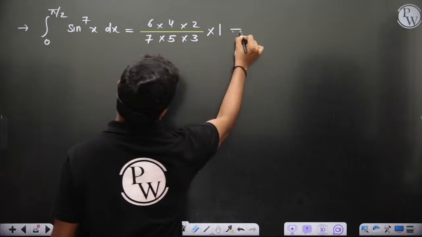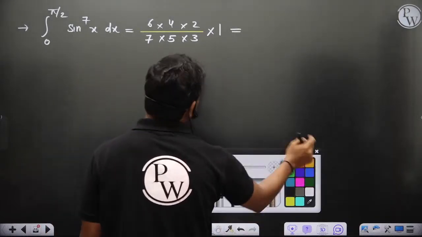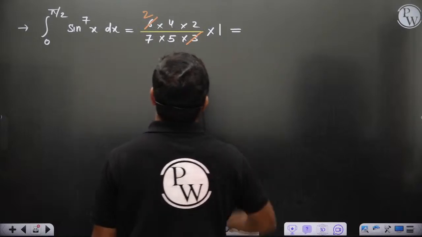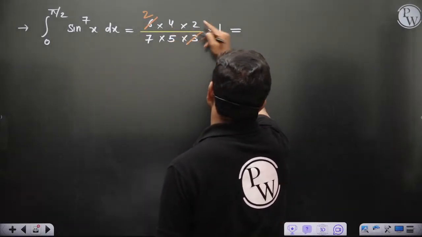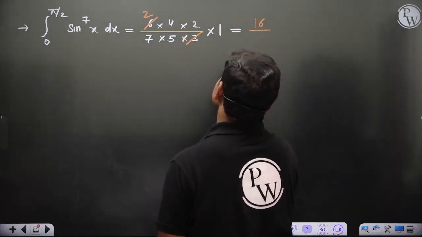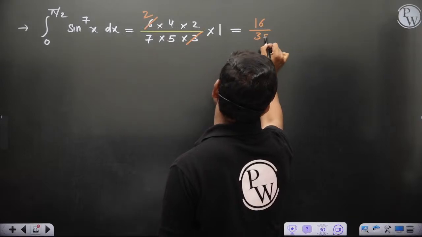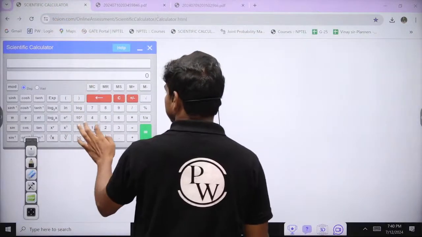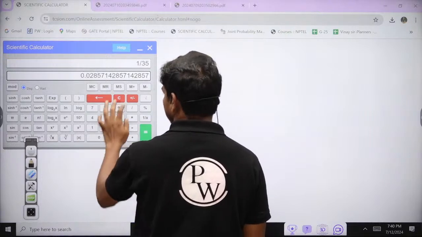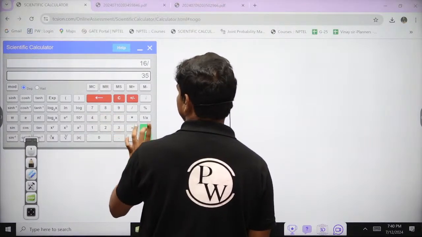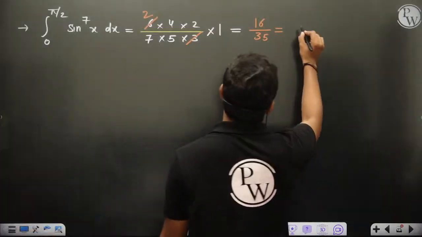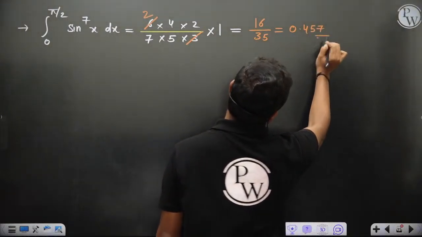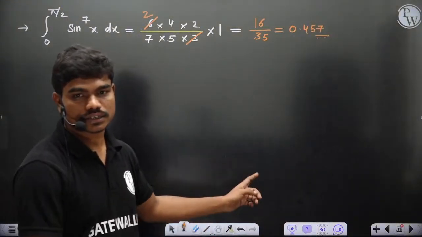If you simplify this result, you get something like this, 3 cancels a couple of times, and 5 and 7 are prime numbers. So 2 4s are 8, 8 2s are 16 by 7 5s are 35. So 16 by 35 is the actual answer. If you use a calculator to get these values, 16 by 35 is 0.4571, so 0.457 is the actual answer in this case. Shall we check whether this result is correct or not?